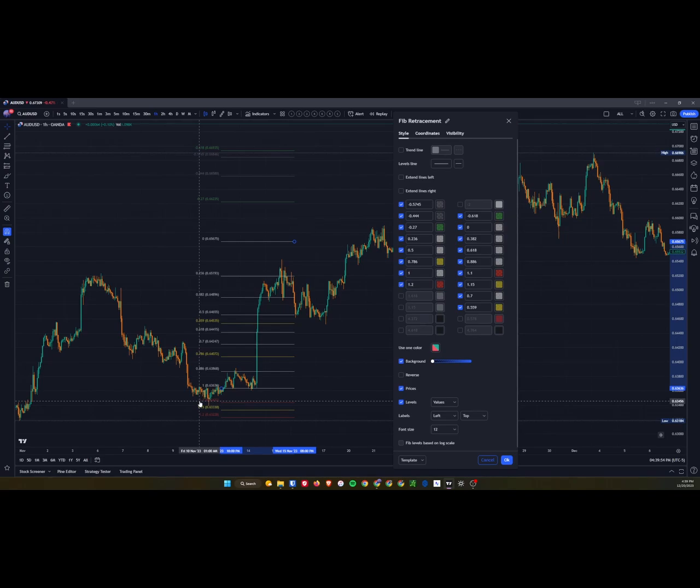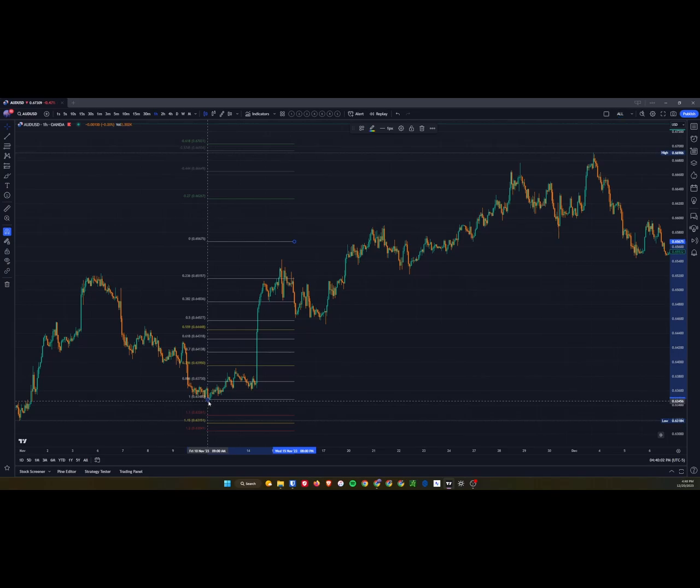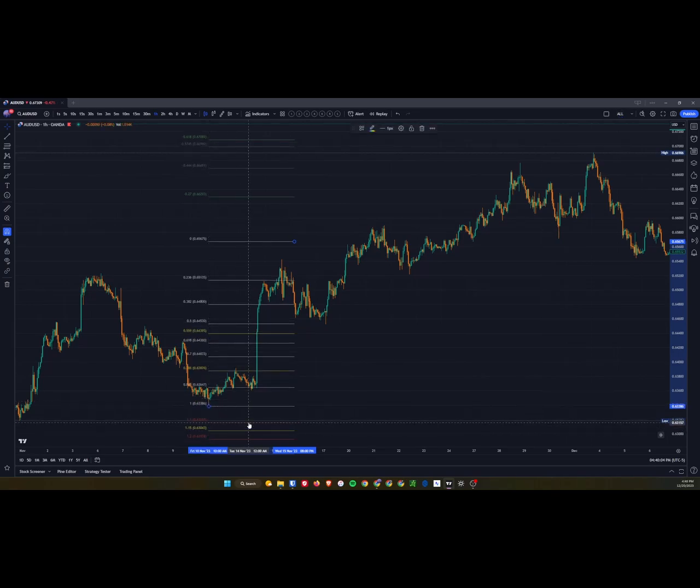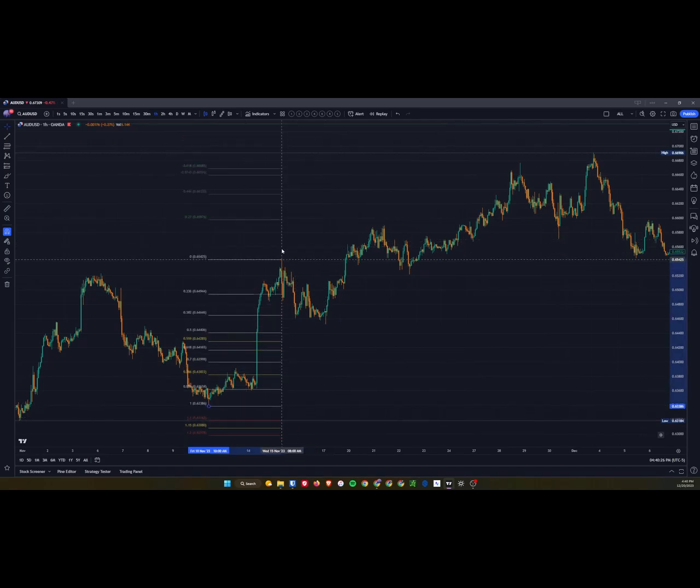But generally speaking, if I am wrong about a move, it will usually go past 1.1, all the way down to 1.2. So this entire area in general is a good area to use for stop losses, and you can quantify that with the Fibonacci tool.